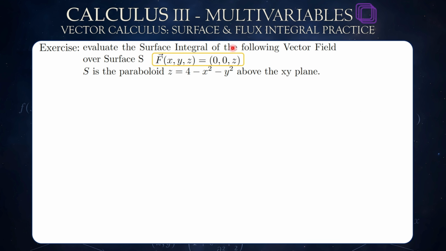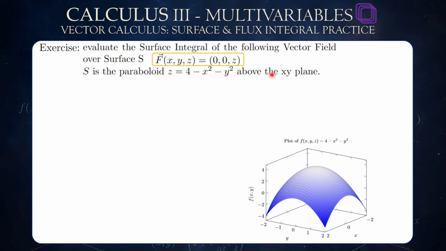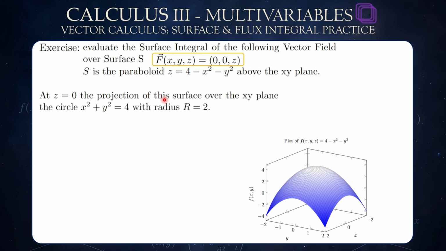Evaluate the surface integral of the following vector field over surface S. F(x,y,z), the vector field, is equal to 0, 0, z, and S is the paraboloid of equation z equal 4 minus x squared minus y squared above the xy plane. Now, if you notice something, when z is equal to 0, the projection of this paraboloid over the xy plane is a circle of equation x squared plus y squared equal 4, having the radius r equal 2. At z equals 0, the projection again of this surface over the xy plane is the circle x squared plus y squared equal 4 with radius 2.